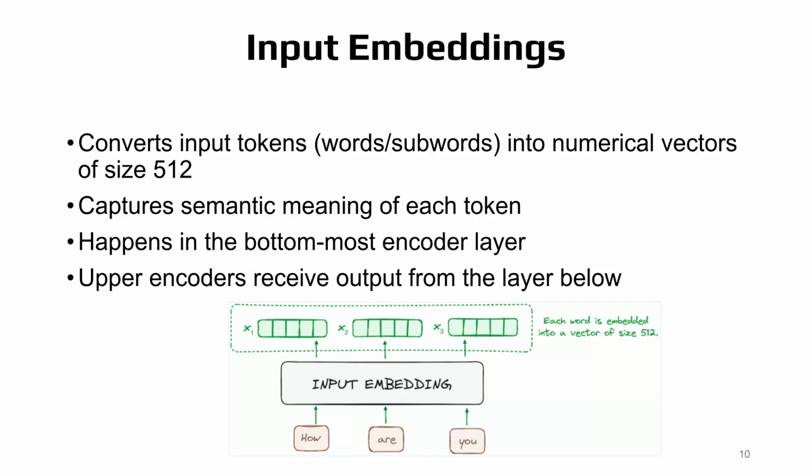Input embeddings are the first transformation in the encoder. Each token gets mapped to a 512-dimensional vector. These aren't random.